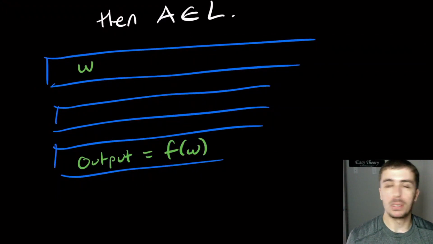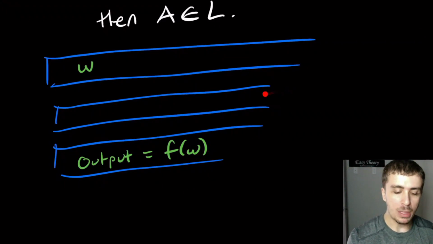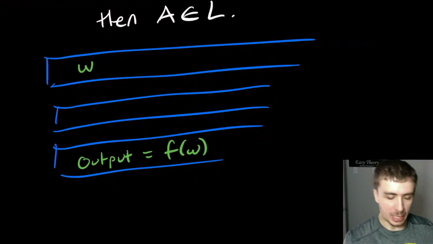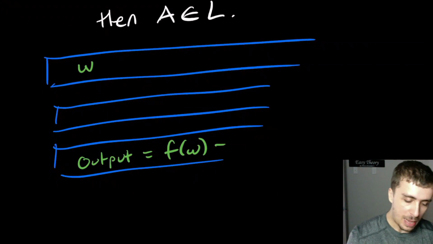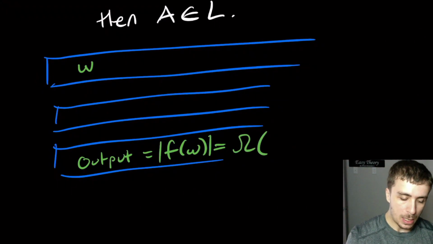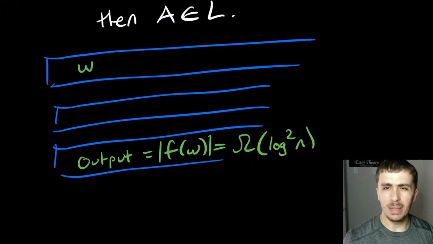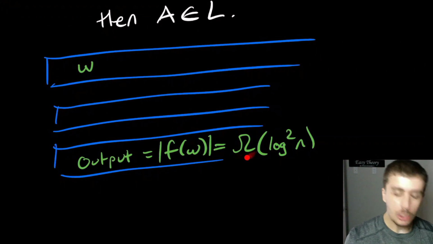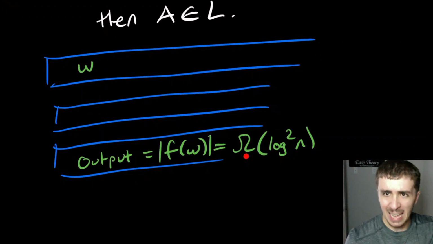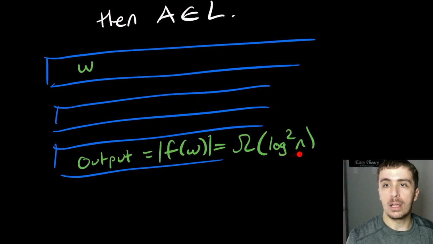Remember that the output tape is not limited in how much you can write on here. The only thing that counts against us is the work tape. So let's assume that the reduction is done, and let's say that this f of W is, or at least the size of it, is big omega of log squared n. So you may think, what is this? So omega just means at least. It's like big O, but at least instead of at most. And log squared n is where n is the input size.